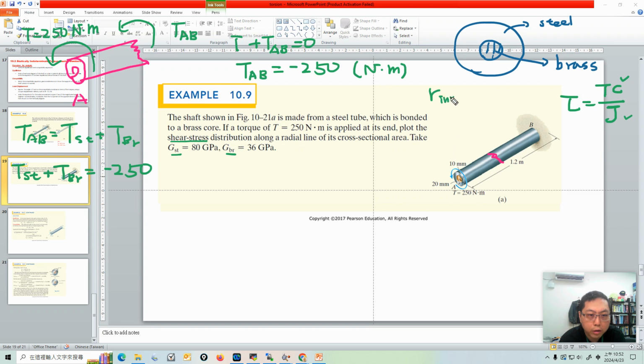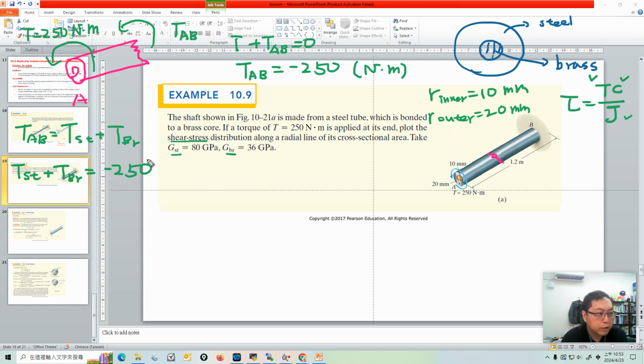R inner is equal to 10 millimeter, and R outer is 20 millimeter. It gives you the radius. So we know the radius and the polar moment of inertia. If we want to know the stress, all we need to do is find the torque.